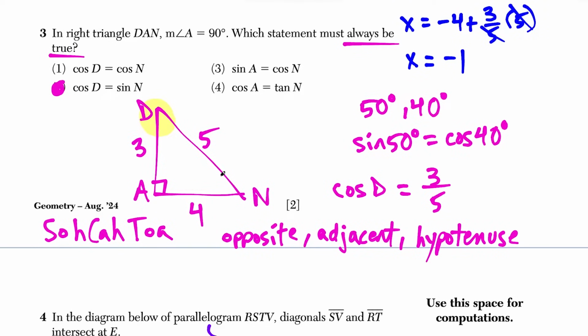Technically, we could say 5, like this side over here is next to the angle, but it's opposite of the right angle. So no matter which angle we're talking about, D or N, this side is always going to be the hypotenuse. Okay, but the opposite and adjacent change depending on which angle you're starting at. So cosine of D, we could say, is 3/5.